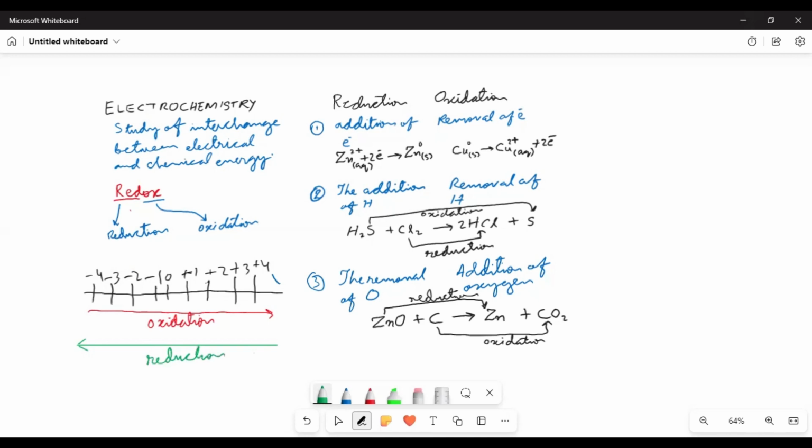What does it mean? It means, for example, if an element is converted from its 2+ state to 3+ state, for example, iron. This is the oxidation of Fe2+ ions, ferrous ions, that is iron 2 ions, into iron 3 ions. Because we are moving from here to here, it is oxidation.